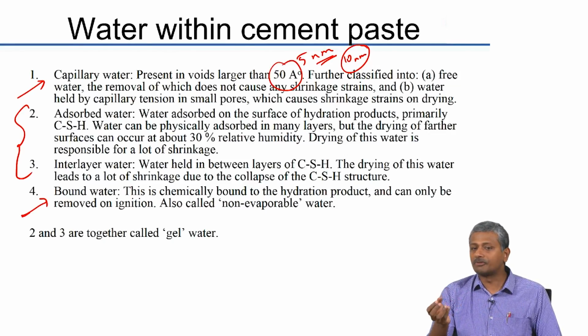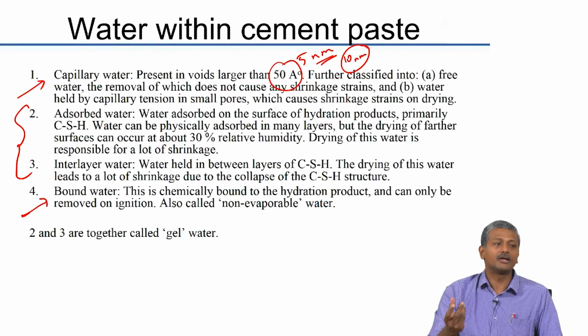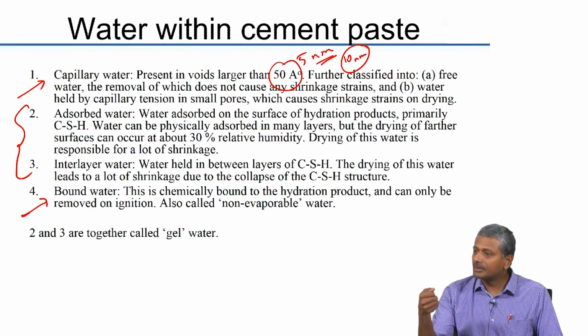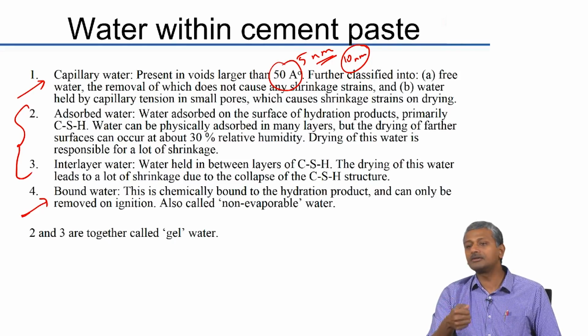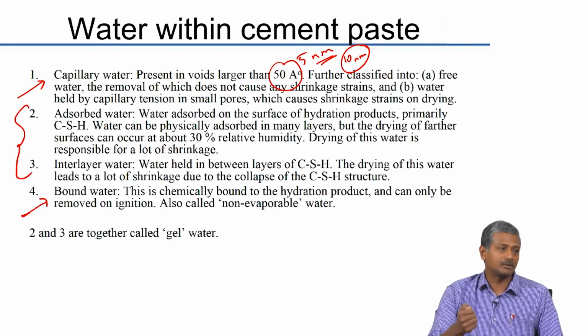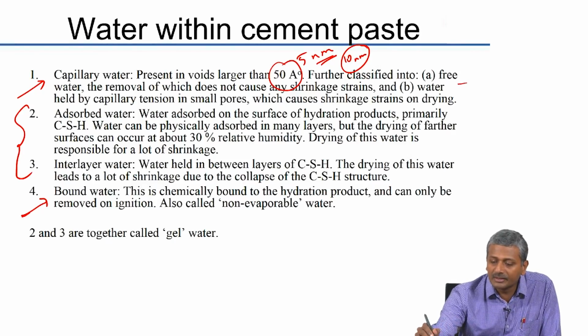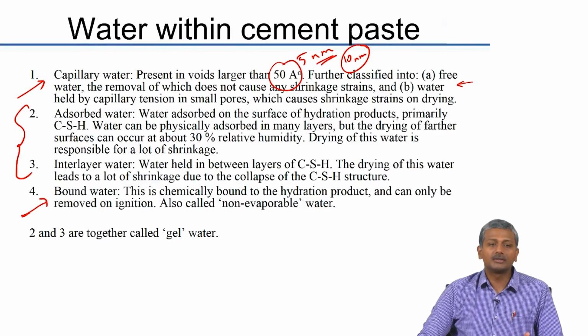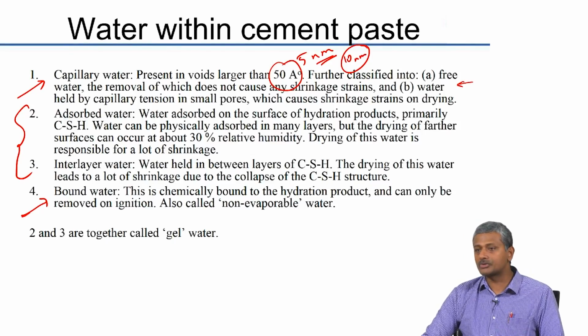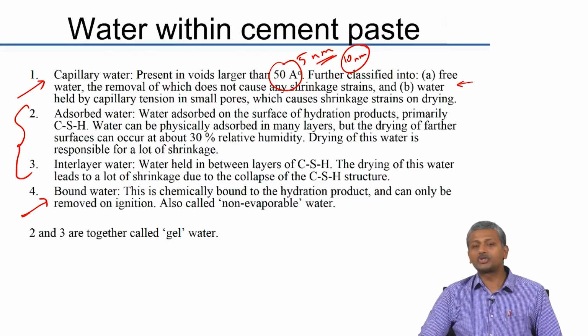So when you dry out water from larger pores, will there be a lot of strain associated with that? Again, same issue, pressure is inversely proportional to diameter. When the diameter of the pores is large, the capillary pressure upon drying will be less, right? On the other hand, when you start drying out water from very small pores, the capillary pressures will be very high, and the associated shrinkage strain will be very high. So again, you can classify the capillary water into free water, the removal of which does not cause any shrinkage, or water held by capillary tension in small pores, which results in very large shrinkage strains upon drying.